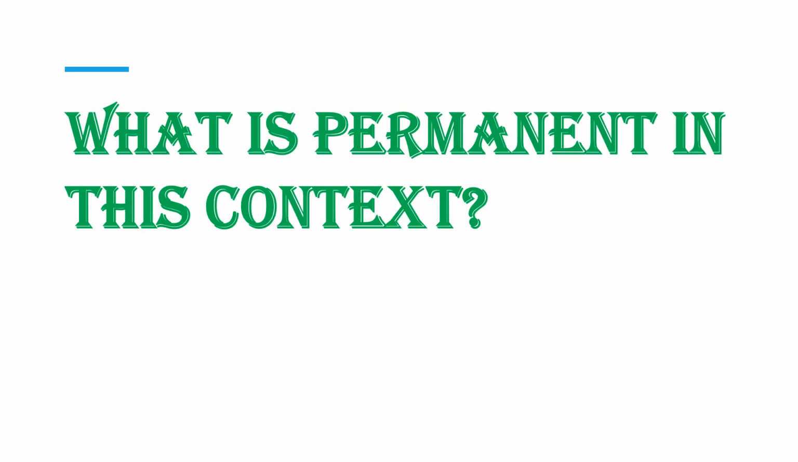So what do we mean by permanent? For example, if you say he works at a college, it means that this is his permanent regular job. Even if it is for a year, he works there every day. You will use present simple tense for that.